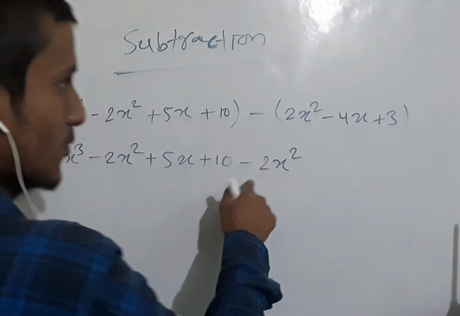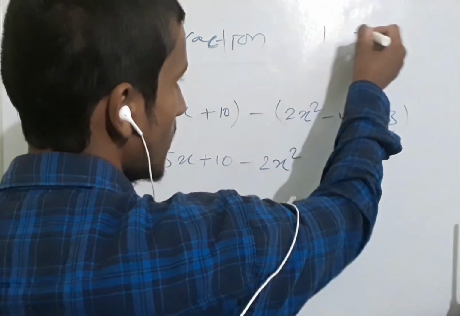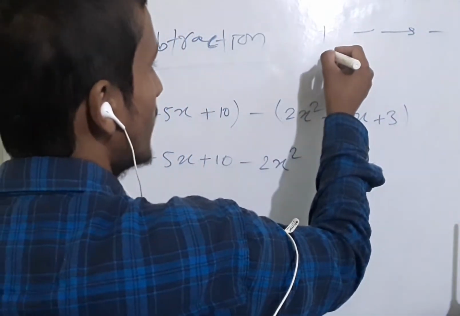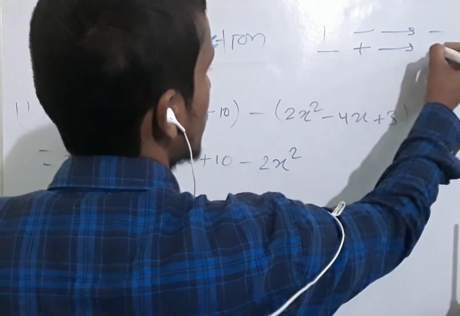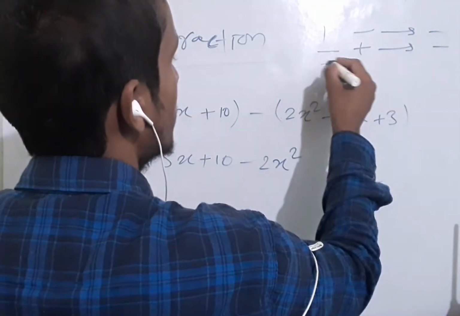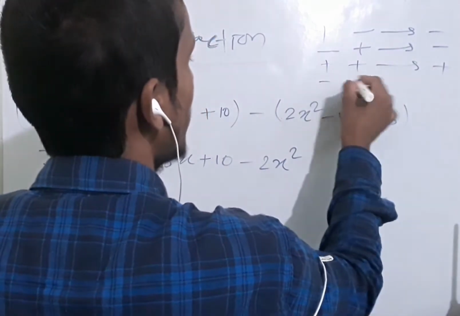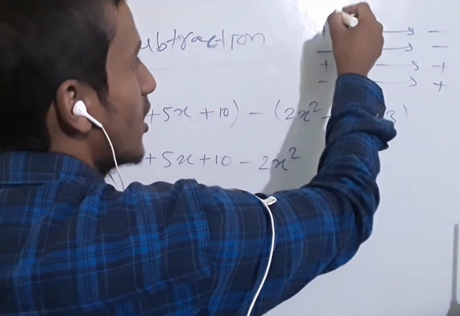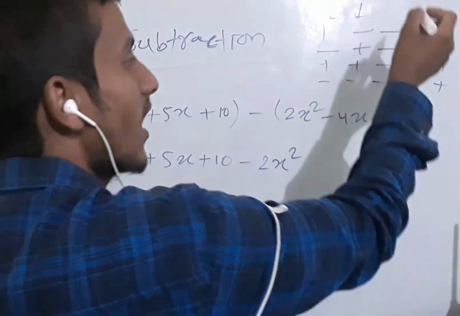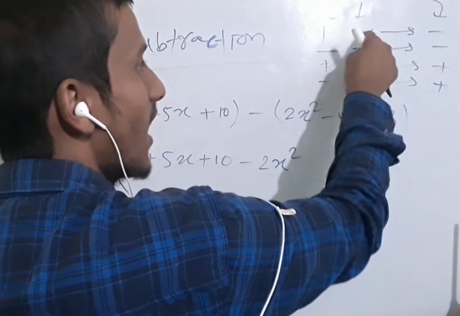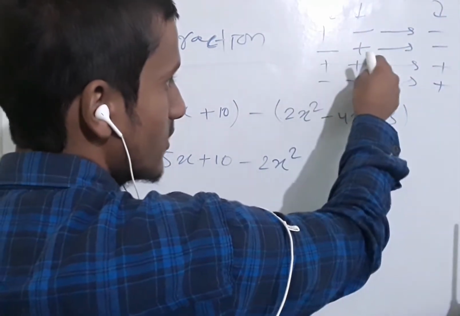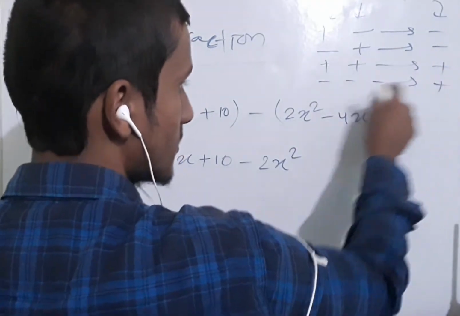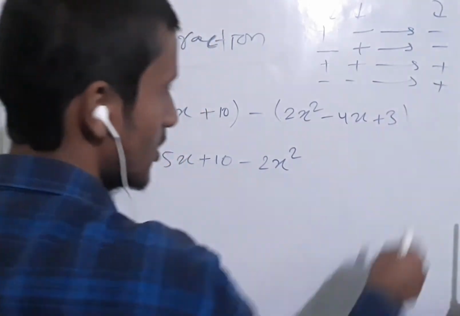Plus minus minus, okay. If you don't know the rules, I'll tell you. If you have plus minus, it becomes minus. If you have minus then plus, it becomes again minus. If you have plus plus, it becomes plus. If you have minus minus, it becomes plus. So the rule is: if you have different signs, it will be minus. If you have like signs, it will be plus. So that's the rule.